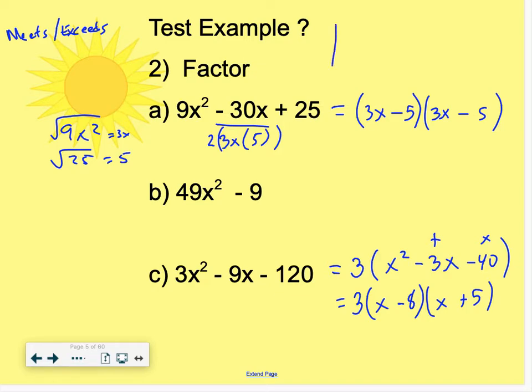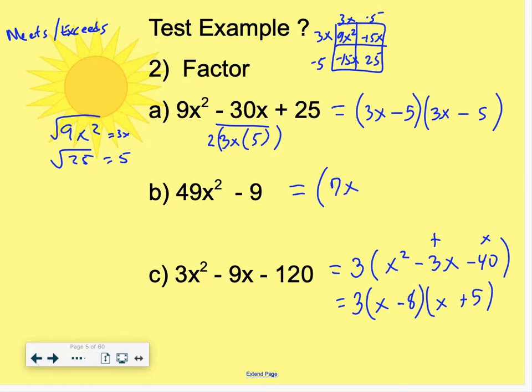But remember, you can always check by multiplying this out and see if you get the right answer. You get your 9x squared, negative 15x in 2 spots, that's your negative 30x, and your positive 25. So I can do the same thing for this one, because 49x squared is 7x times itself twice.